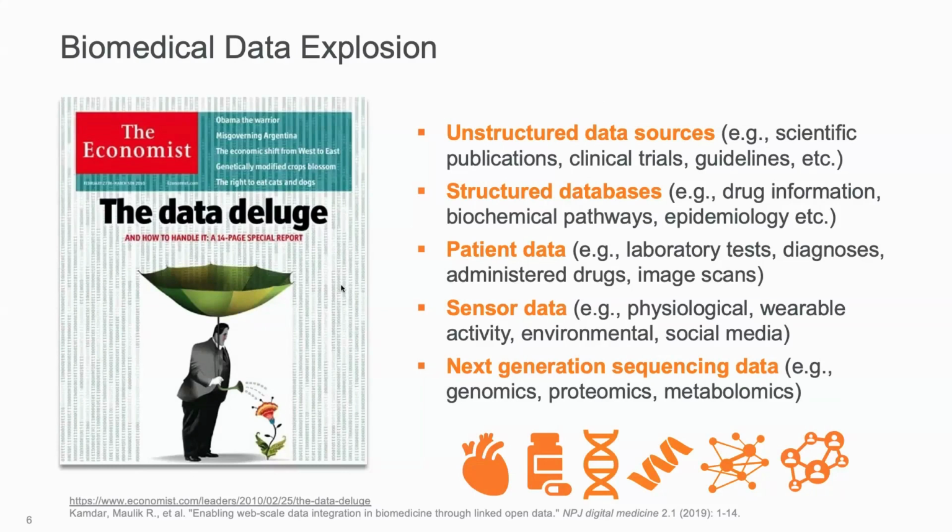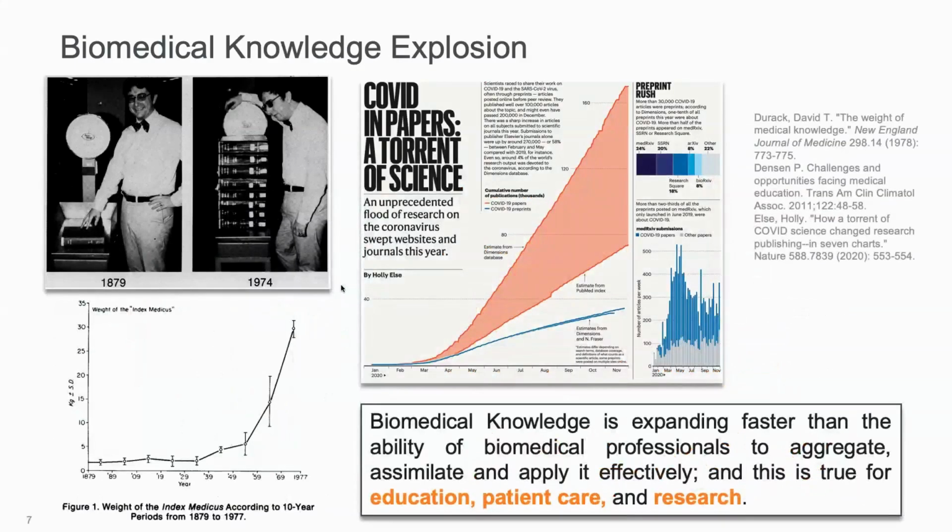There is a lot of sensor data with the advent of the Internet of Things phenomenon. So you have data collected from variables such as physiological data, other environmental data, and social media streams. Similarly, there is an explosion of other unstructured data sources, like data published through scientific publications, clinical trials, and guidelines, as well as structured data available through different databases on drug information, biochemical pathways, epidemiology, etc. So there is an explosion of biomedical data in this particular decade.